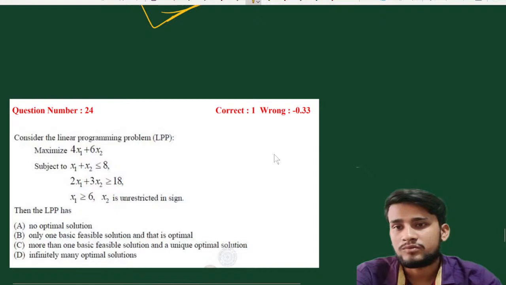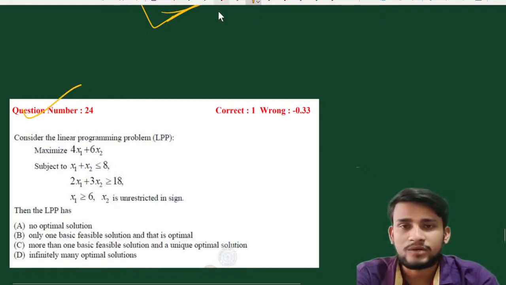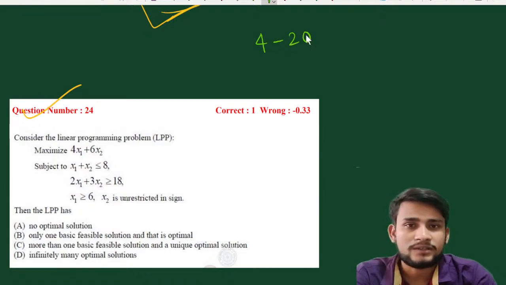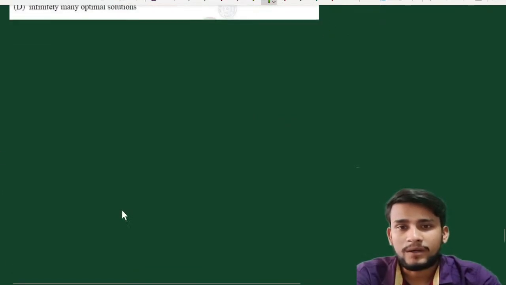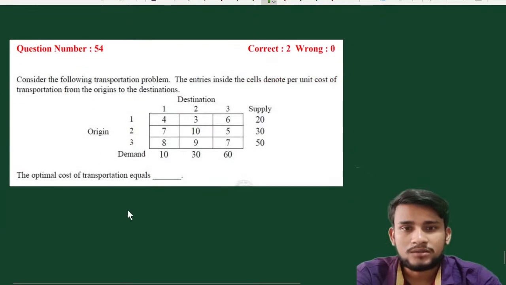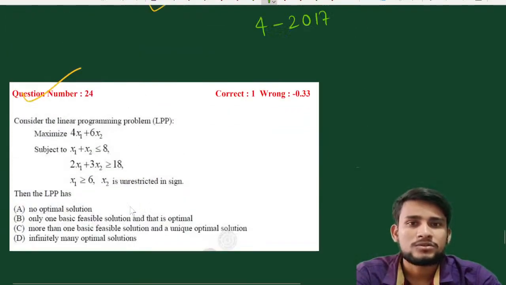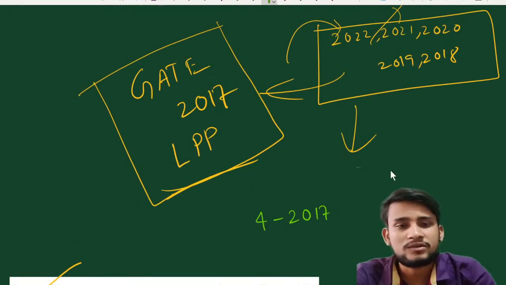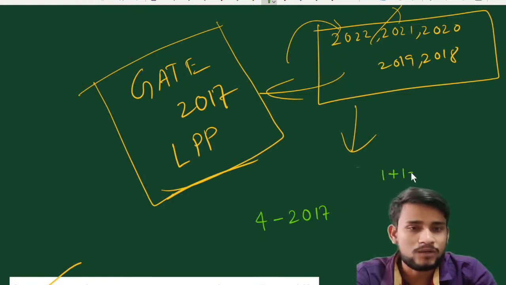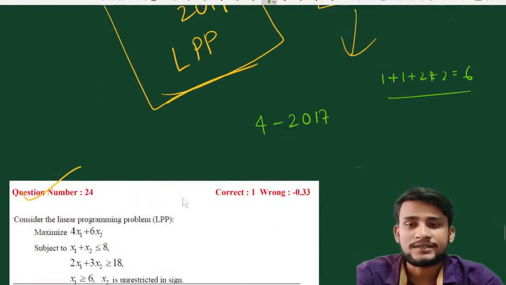So now we are going to question number 24. There are 4 questions in GATE 2017: 1 mark, 1 mark, 2 marks and 2 marks. So there are a total of 6 marks in GATE 2017, 1 plus 1 plus 2 plus 2. So you can get these 6 marks easily.